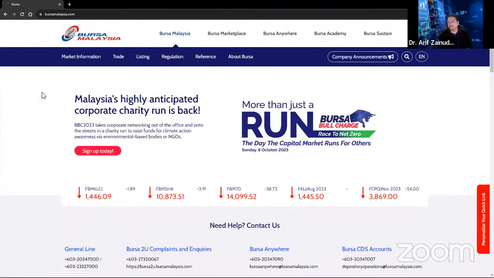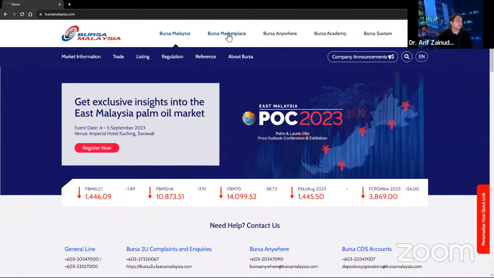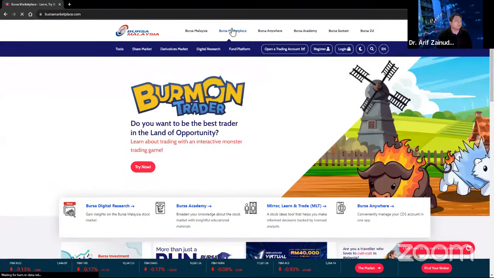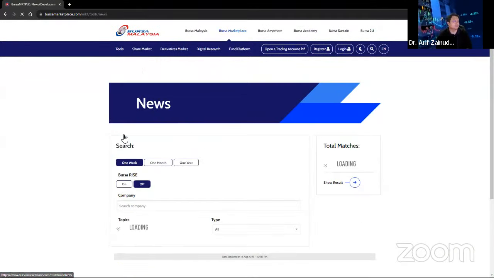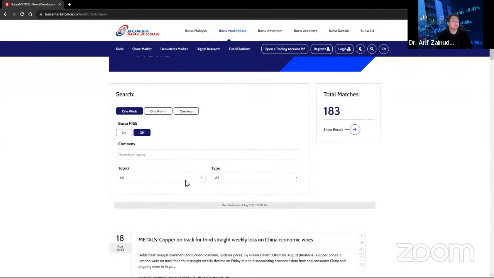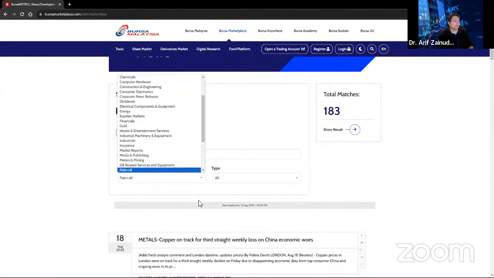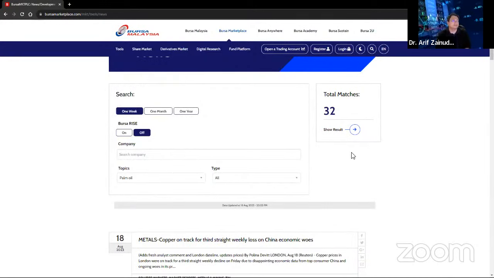All right, can everyone see my screen? Okay, so go to Bursa Marketplace. Click on Bursa Marketplace. You hover to tools. Okay, go to the tools and then go to the news. Then you click on the topics and choose palm oil.